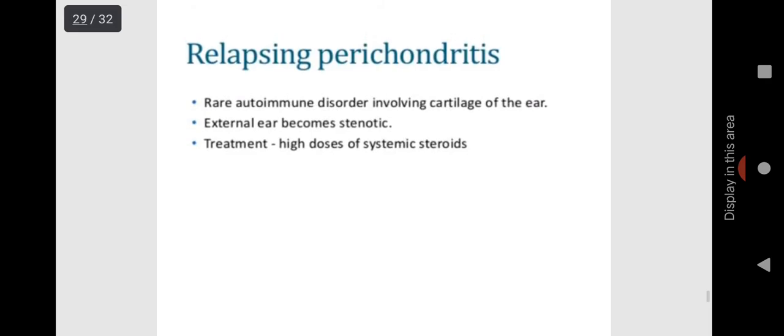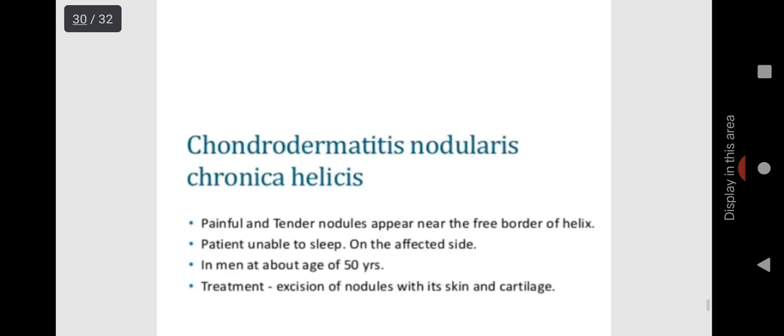The next one is relapsing perichondritis. It is a rare autoimmune disorder involving the cartilage of the ear, because of a malfunction of our body cells. The external ear becomes stenotic, meaning the external part of the ear becomes narrowed. Treatment is high dose systemic steroids. With systemic steroids, we can treat this condition.